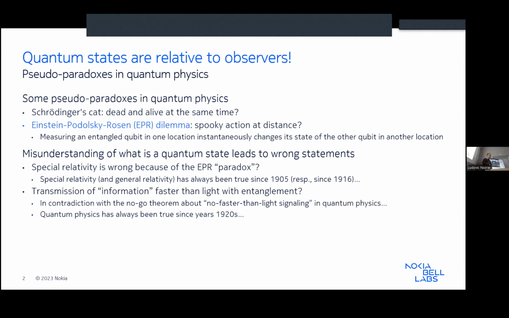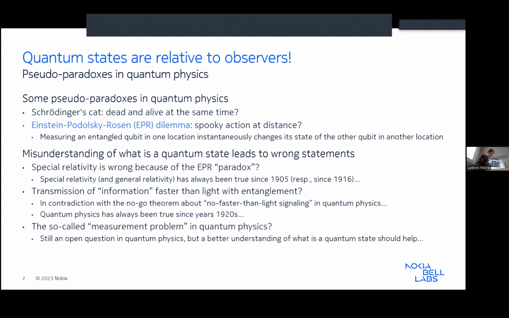And I quite often hear, in fact, the second one, that the transmission of information can be faster than light with quantum physics, with entanglement. This contradicts a no-go theorem in quantum physics that there is no faster than light signaling. And here again, quantum physics has always been true since its invention in the 1920s. And there is also the so-called measurement problem in quantum physics.